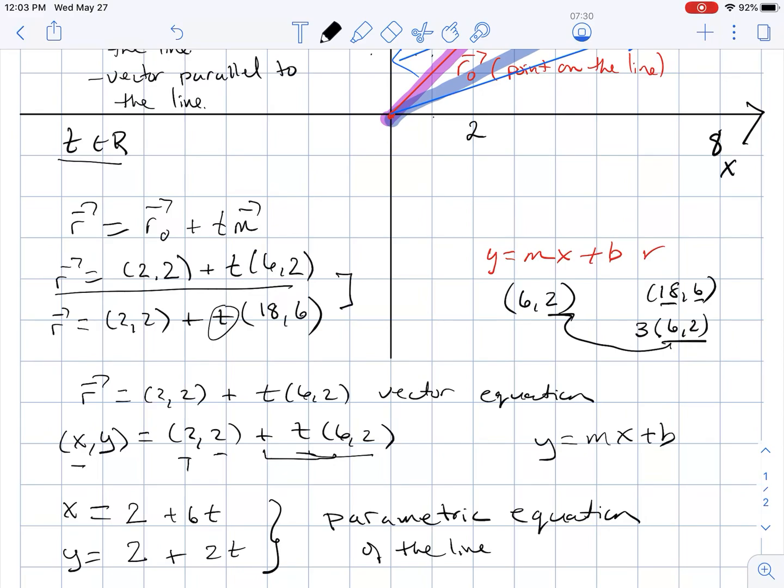So this is what it looks like in 2-space. So again, when you're working on these questions, you have to get used to the fact that there could be many different answers, right? Because of that whole thing about the parameter t and the direction vector, and also the fact that you could pick any point on the line to be your r naught point.